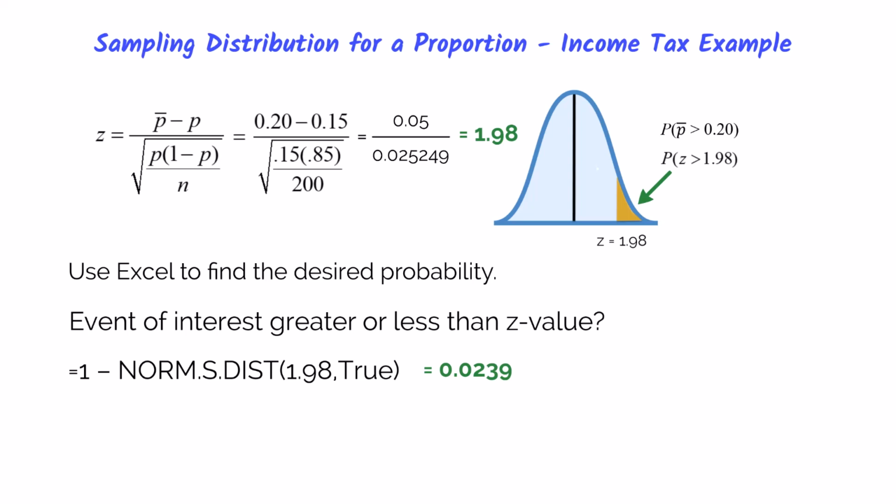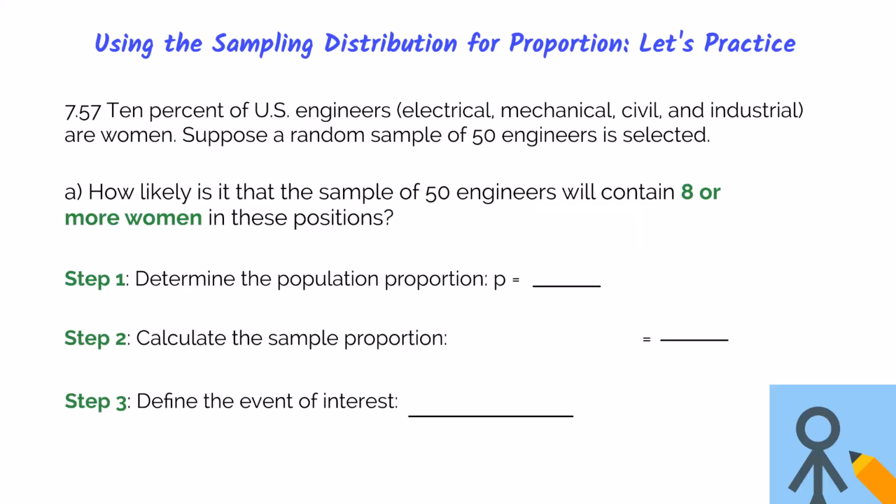greater than 20%. So we're now going to work through problem 7.57 that says 10% of US engineers are women. Suppose a random sample of 50 engineers is selected. So in part A, how likely is it that the sample of 50 engineers will contain 8 or more women in these positions? So step 1 is to calculate the population proportion. Well, that was given to us right in the story as 10% or 0.10.